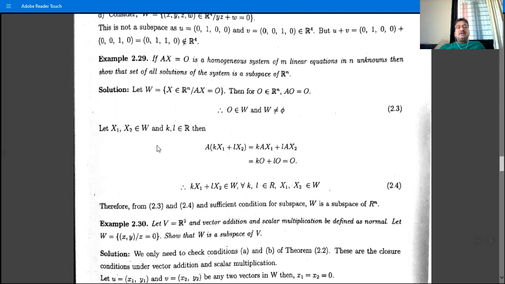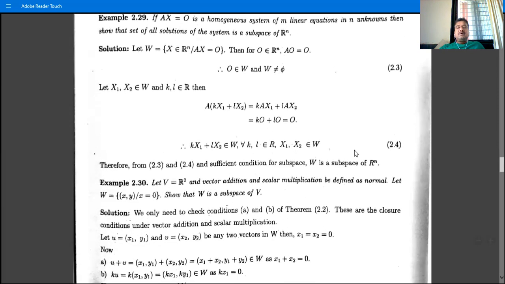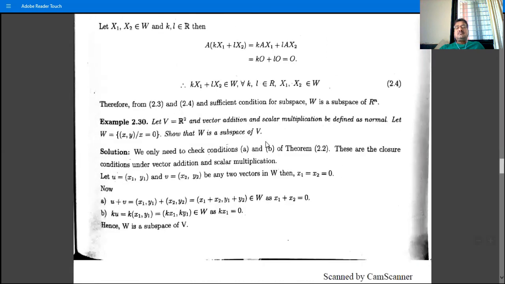And next, take k as any scalar and x1 as an element of W. Consider A(kx1), which is kAx1, and that is k into 0, which is equal to 0, and therefore kx1 belongs to W. And so by using those two conditions, we show that this W is a subspace of R^n, right? So the separate two conditions, and this is the single condition, kx1 plus lx2.